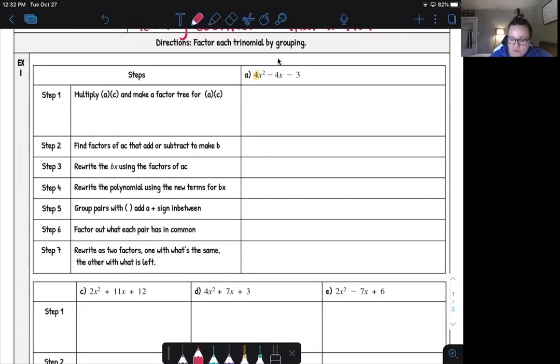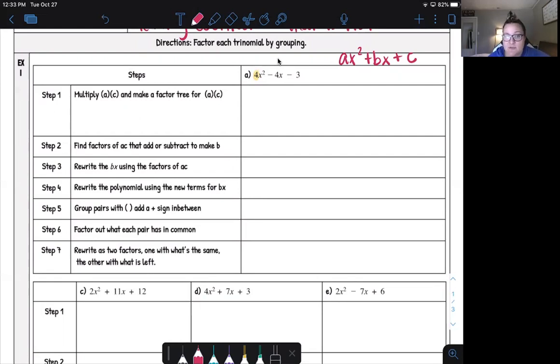So remember, when you're looking at a polynomial in standard form, the standard form of a polynomial is always ax squared plus bx plus c, where a is the coefficient of the x squared term, b is the coefficient of x, and c is your constant. So for part A, we have 4x squared minus 4x minus 3. Our directions are to factor the trinomial by grouping. So here I've laid out all 7 steps to make it super duper easy for us to follow. So let's jump right in.